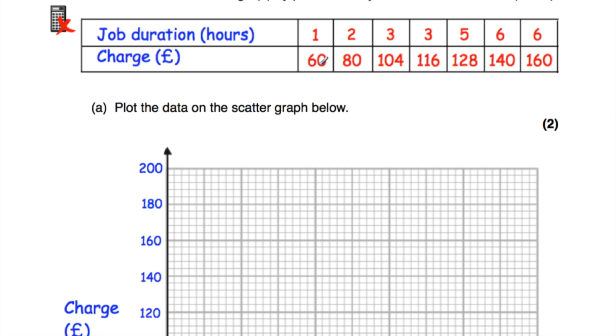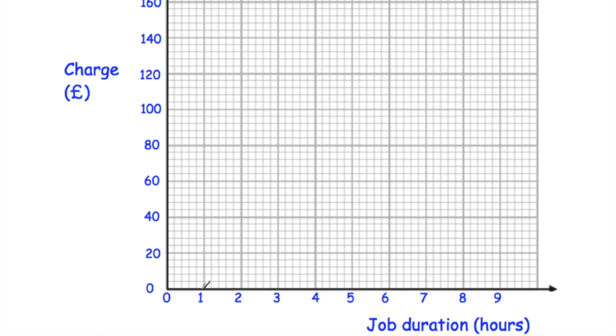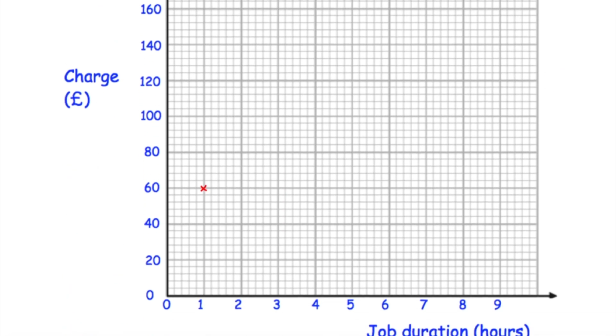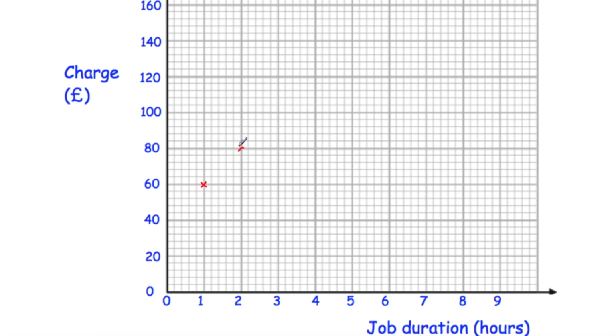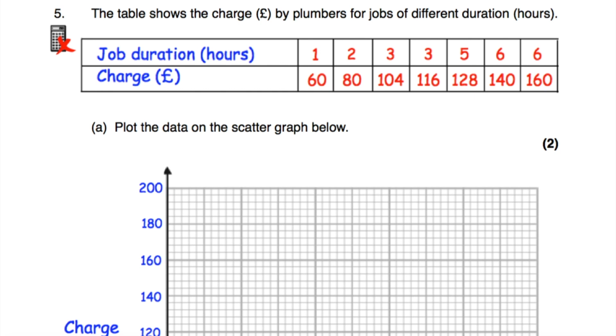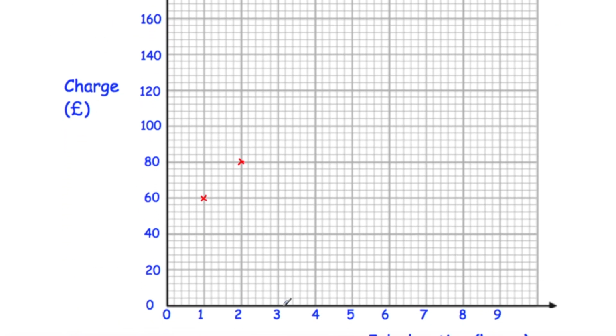So 1 hour is £60. So let's go to 1 hour, and then up to £60. So that's our first point there. Our next point is 2 hours, £80. So 2 hours and then up to £80, like so. Next, we've got 3 hours and £104. So let's go for 3 hours and up to 104.